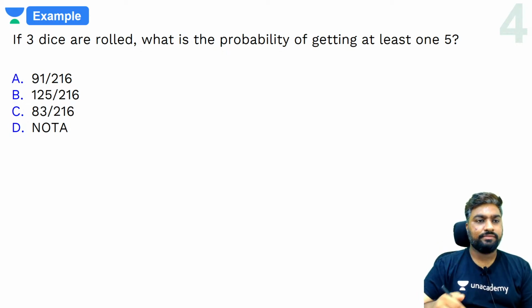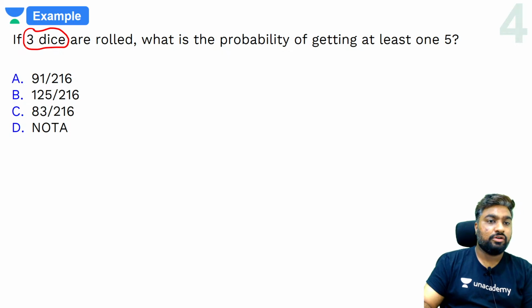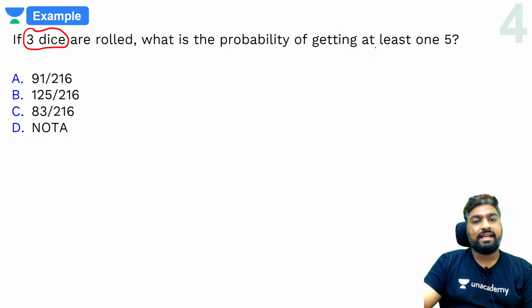Quick, next question. Now what are they saying? They're saying that 3 dice are rolled. What is the probability of getting at least 1 5? At least. Do you remember at least?